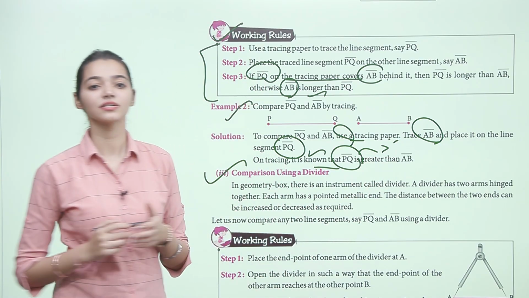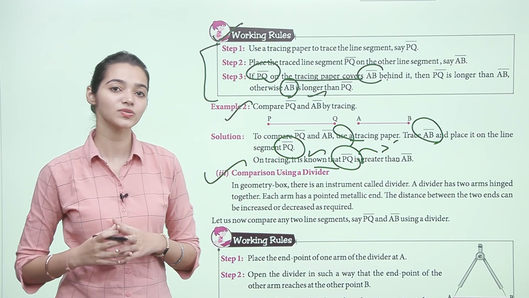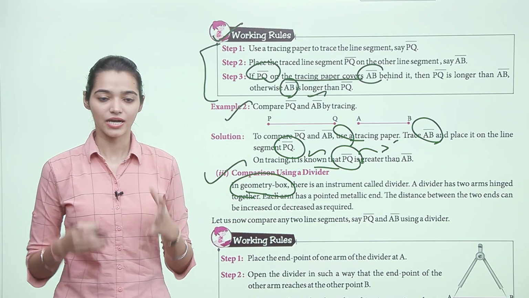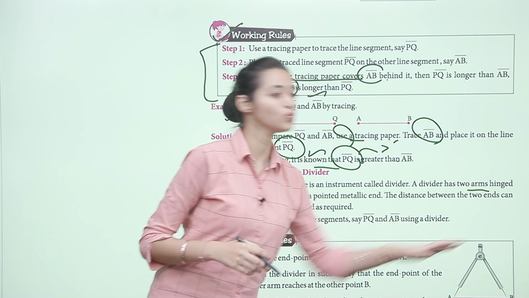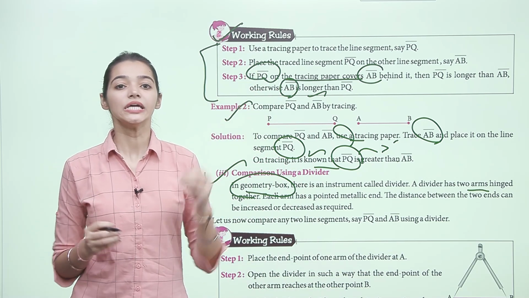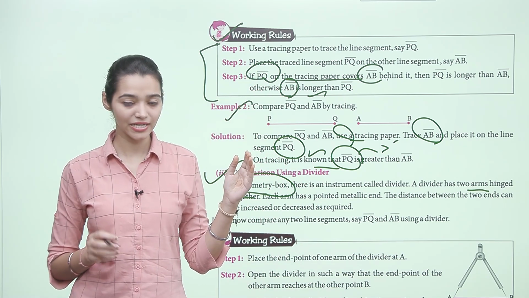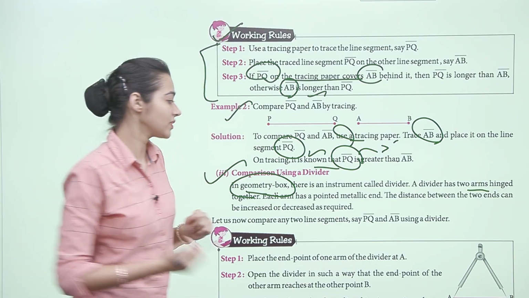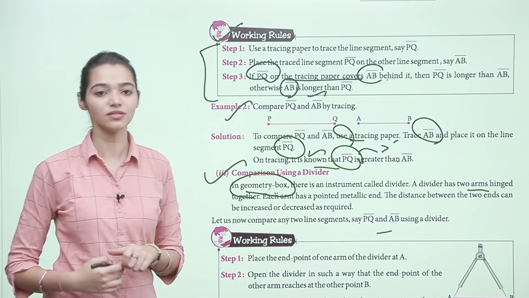Now comparison using a divider. How can we compare using a divider? In a geometry box there is an instrument called a divider, and a divider has two arms hinged together. Each arm has one pointed metallic end and the distance between the two ends can be increased or decreased as required. Now let us compare these using a divider.